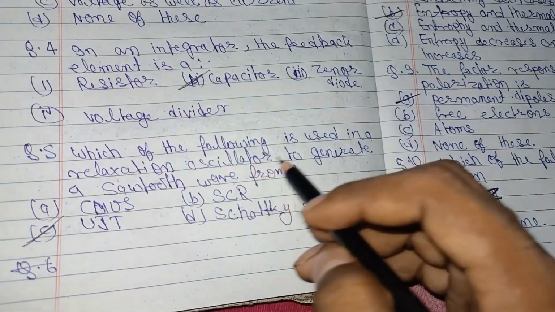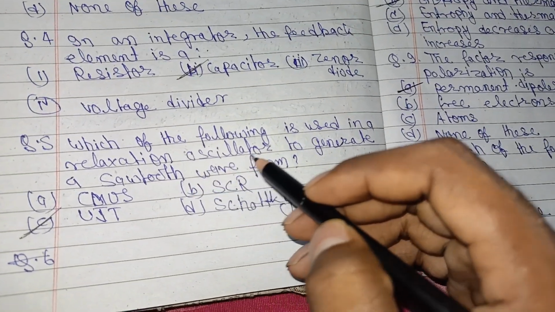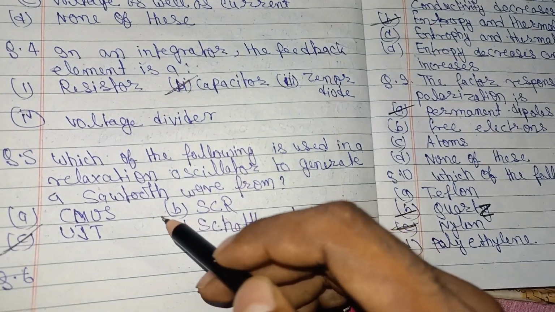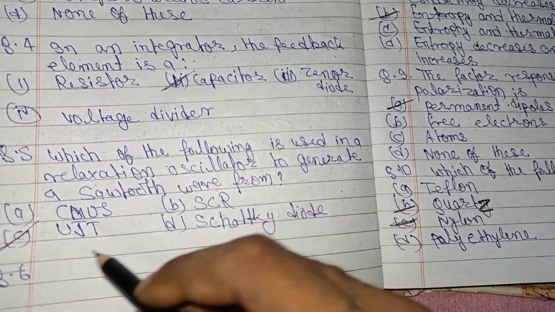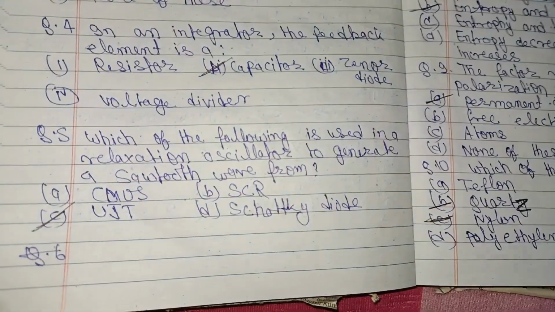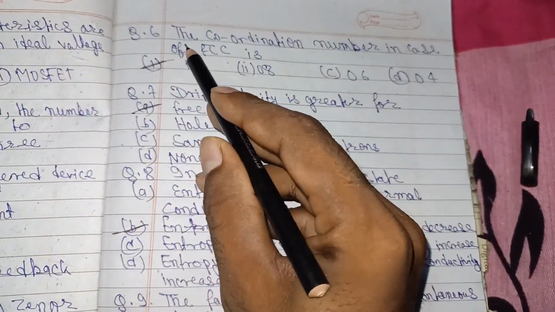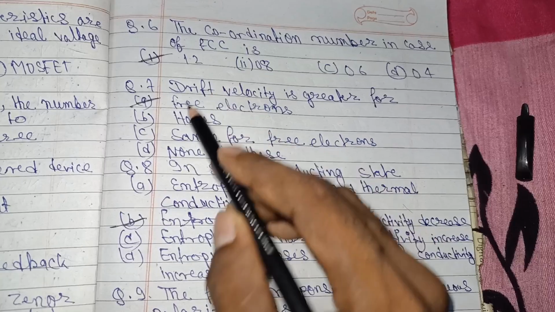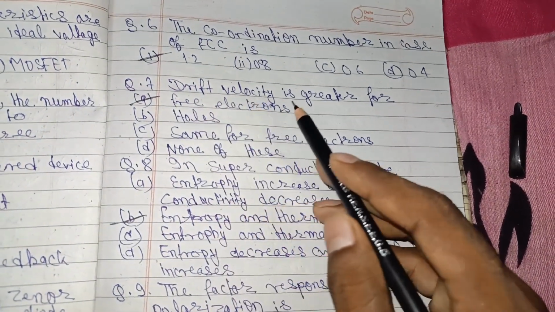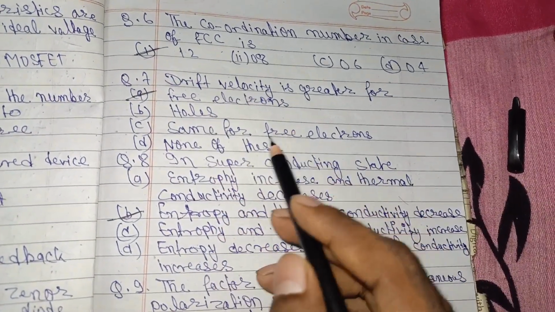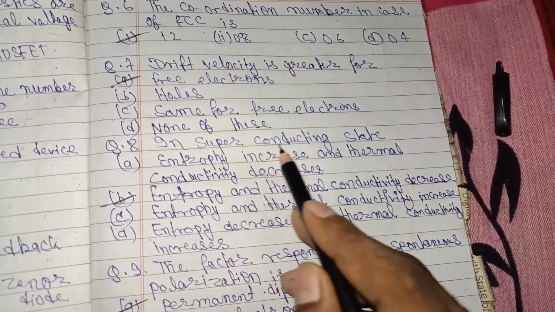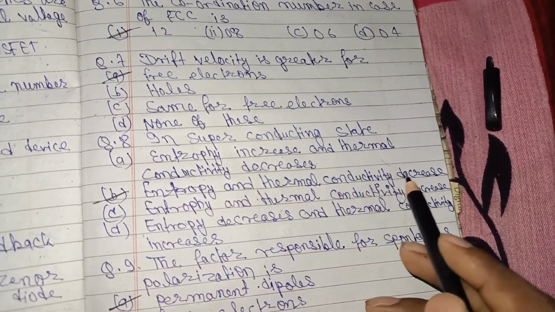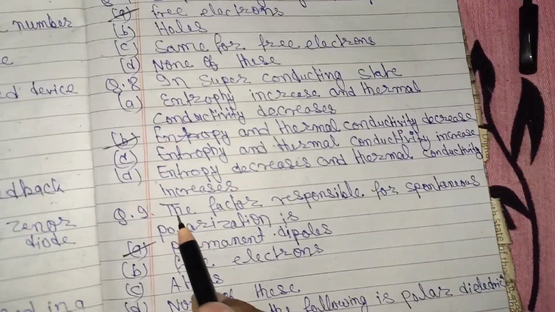Question number 5: which of the following is used in a relaxation oscillator to generate a sawtooth wave function? UJT. Question number 6: the coordination number in the case of FCC is 12. Question number 7: drift velocity is greater for free electrons. Question number 8: in a superconducting state, entropy and thermal conductivity decrease.